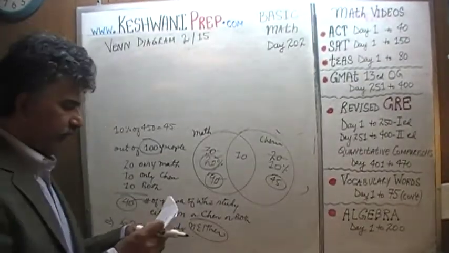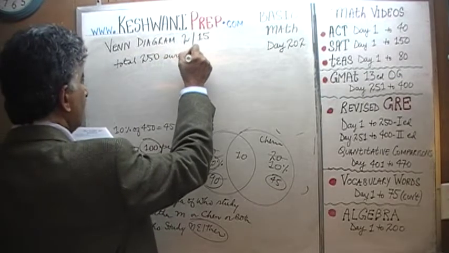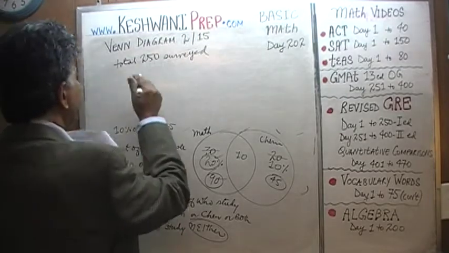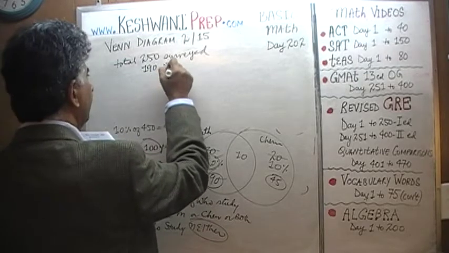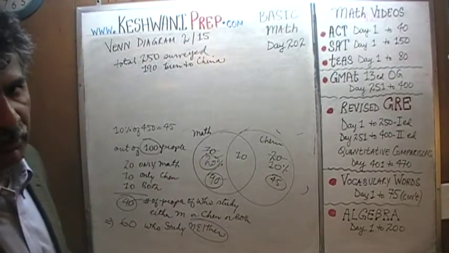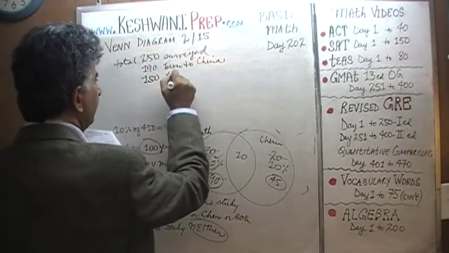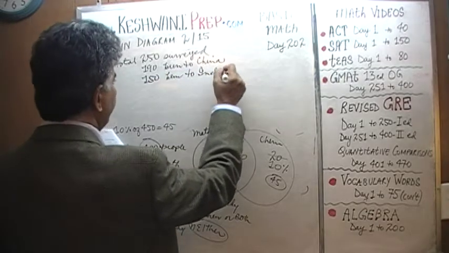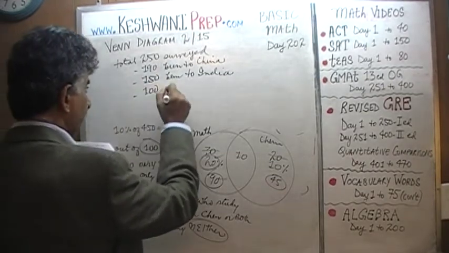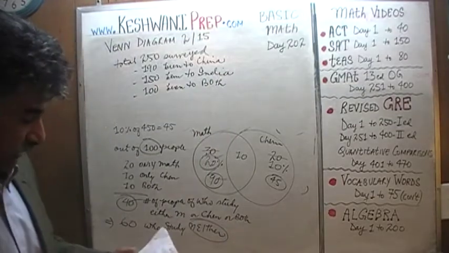We did a survey and we found out a total of 250 people were surveyed. We found out that out of those 250 people, 190, we are told, have been to China. 150 people out of those 250 told us that they've been to India. Exactly 100 people out of these 250 told us that they have traveled to both India and China.